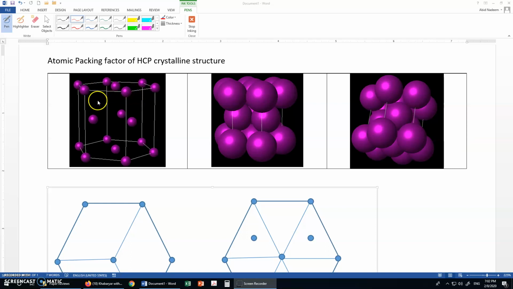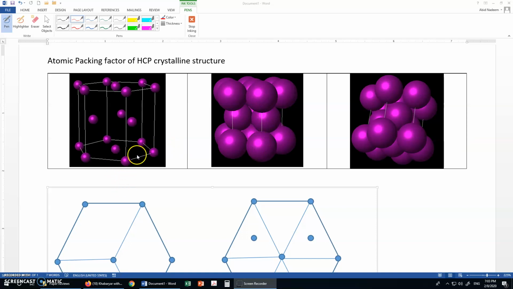In the HCP structure, you can see that there are 6 atoms on the top. There are also 6 atoms along the faces on the bottom face. There is one central atom in the bottom face, there is another central atom on the top face, and then there are 3 atoms in the middle section. So this is the full view of the HCP, in which the atoms are shown as full spheres.